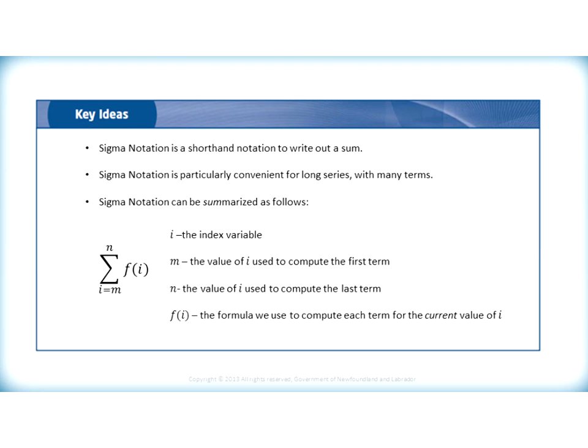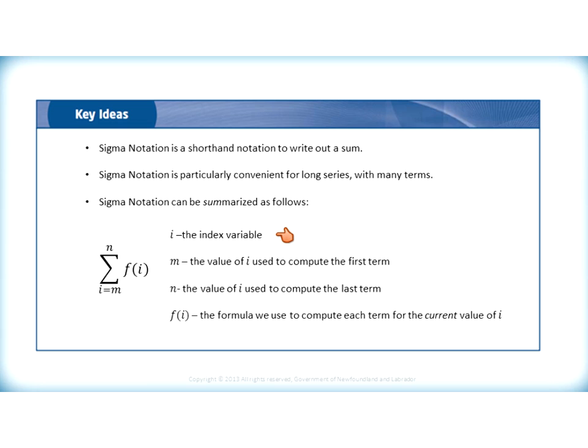And let's summarize some of our key ideas that we've talked about here. We started with sigma notation is a shorthand notation to write out a sum. So it saves us writing out, especially if we have a big sum with lots and lots of terms. We can just write it really concisely in this form. So sigma notation is particularly convenient for long series with many terms, of course. And sigma notation can be summarized, get it, a little humor, as follows.